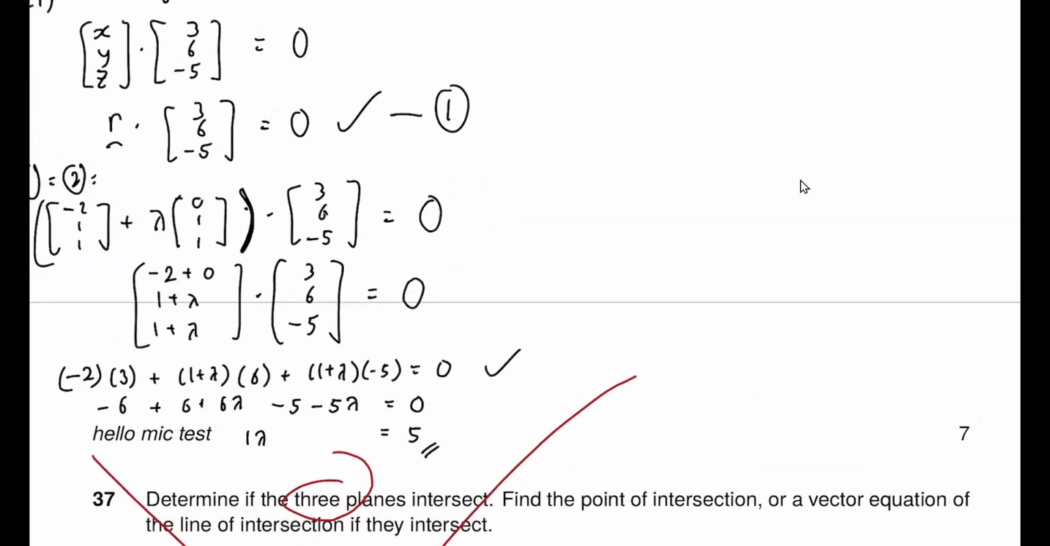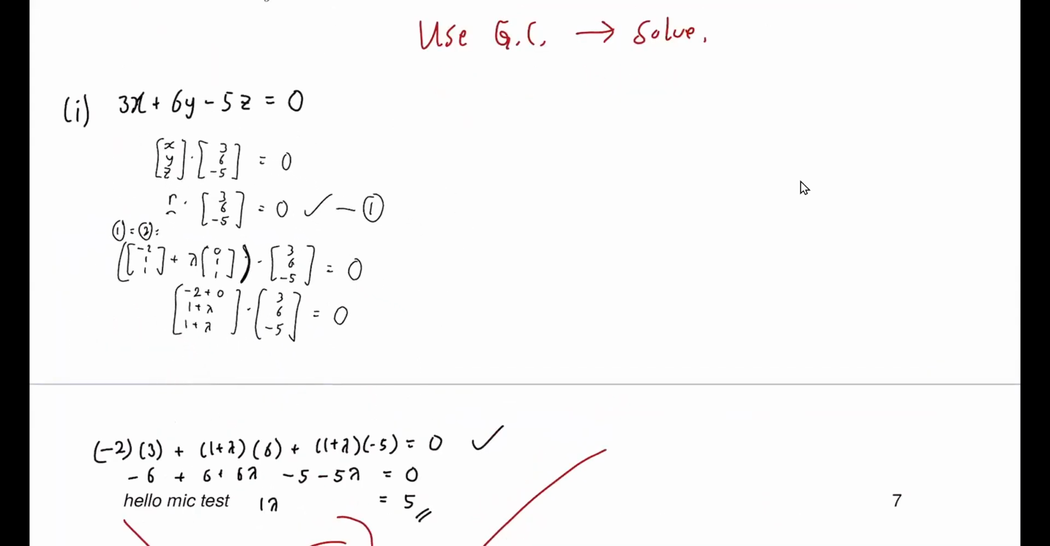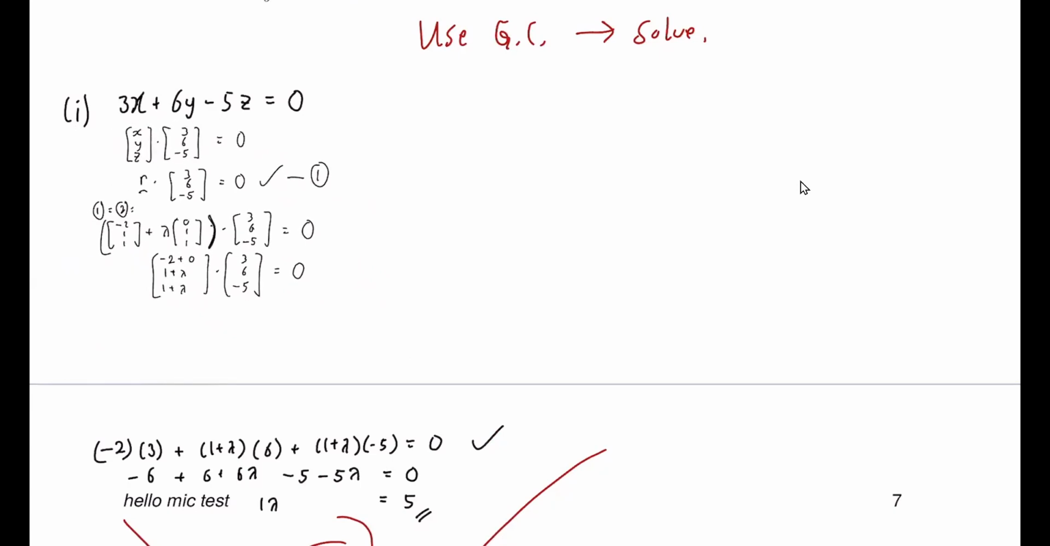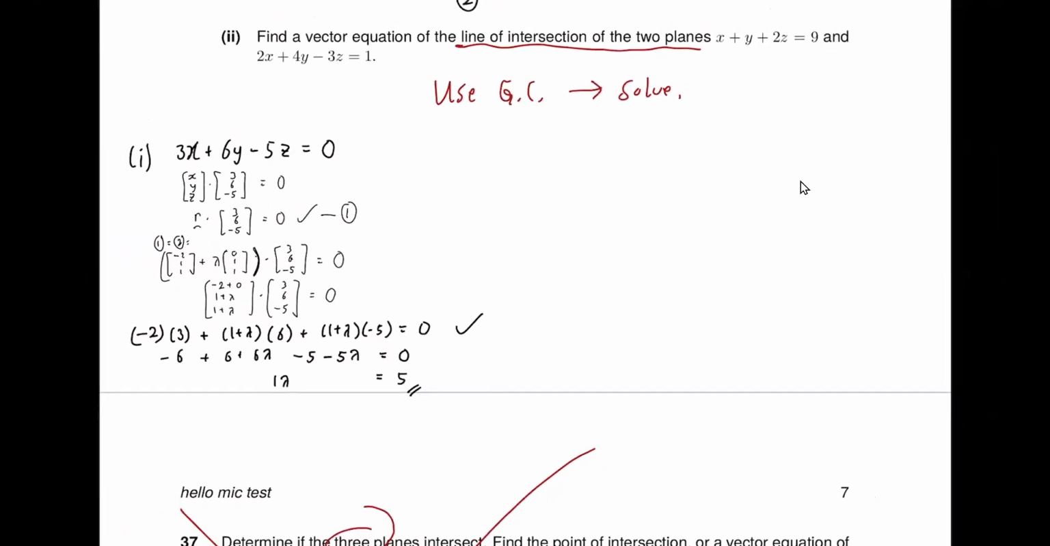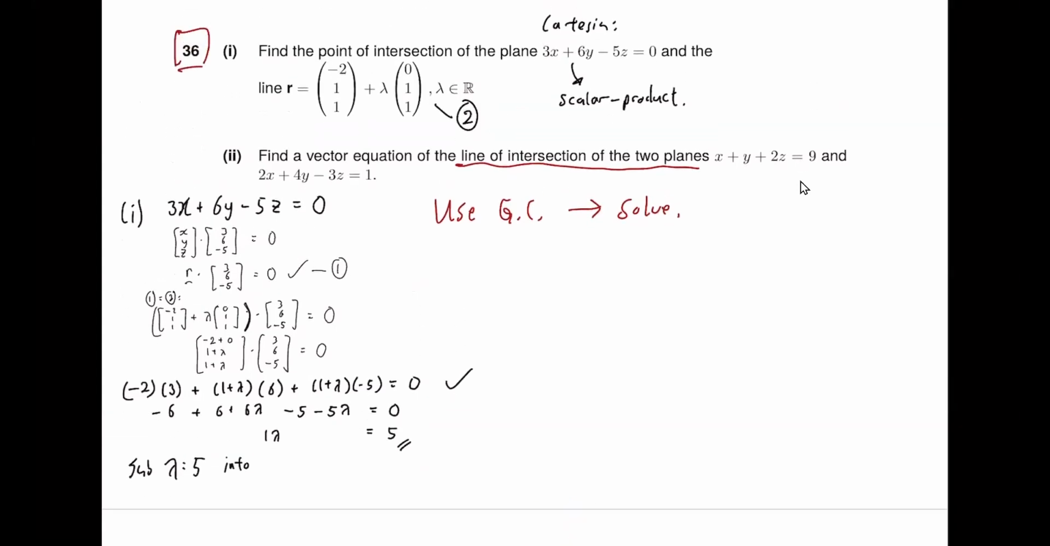Lambda equals 5, not done yet. We need to solve for the point of intersection. What do we do? Use the GC? No. You got lambda already. Solving for point of intersection, GC is for part 2. Just sub in the value of lambda. Exactly. So you sub in the value of lambda into whichever one you want. Okay, actually, no, not whichever one. Use number 2, the equation of the line. So therefore, r is equal to minus 2, 1, 1 plus 5 times 0, 1, 1. Multiply out, I get minus 2 plus 0, 1 plus 5, 1 plus 5.